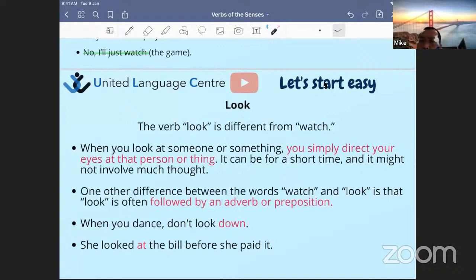It can be for a short time and we don't really think about it. I'm looking at the wall, I'm looking at something. We're not really thinking about it.